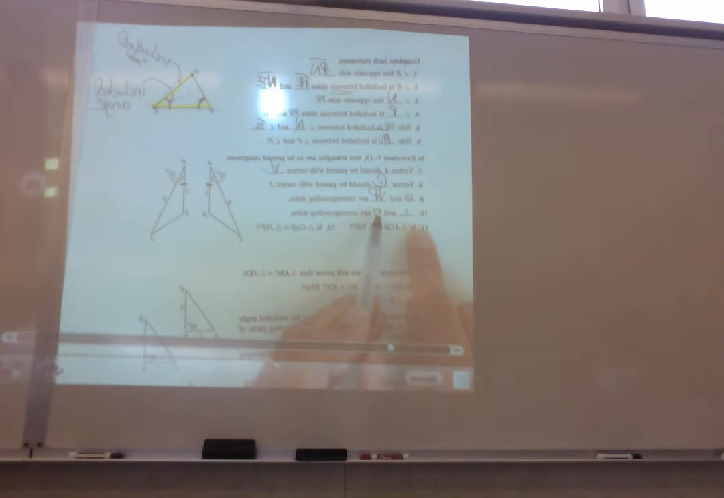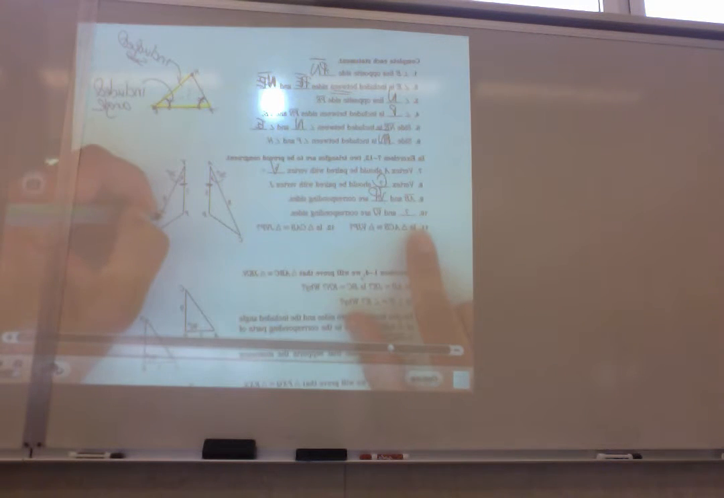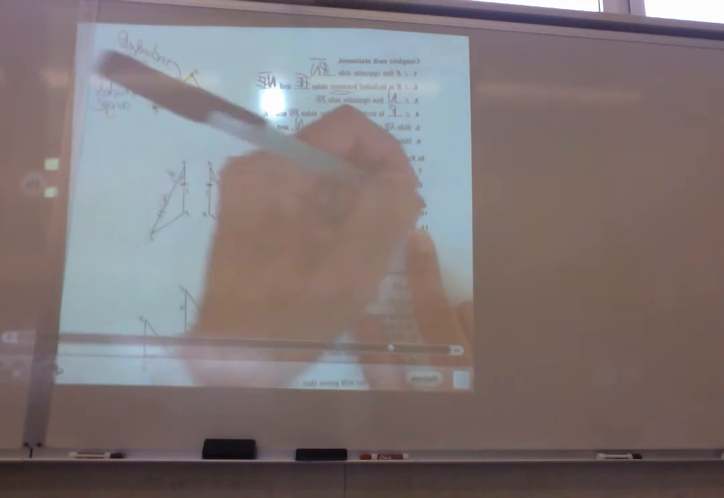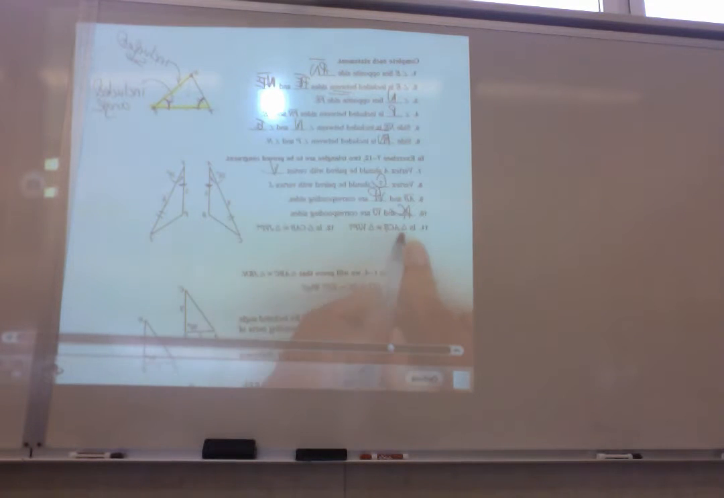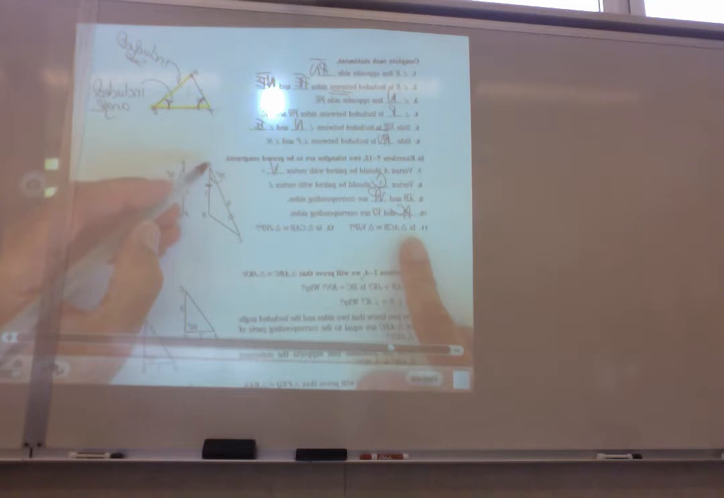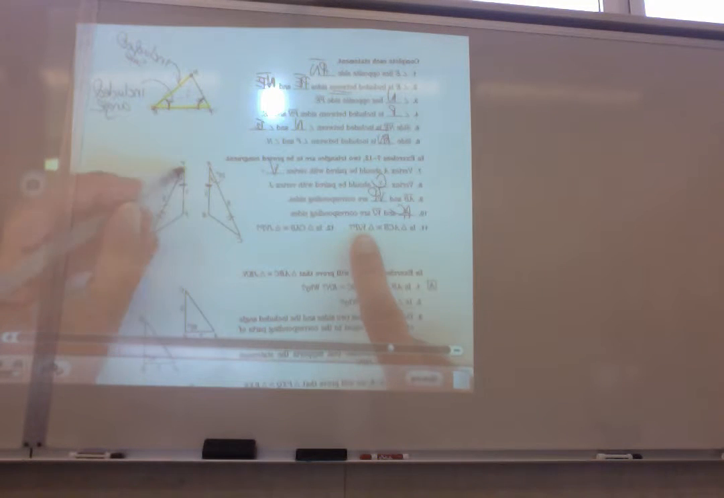Blank and VJ are corresponding. Here's VJ. It has a measure of 8. Oscar, who does VJ match in the other triangle? Triangle ACB. Is that the same or congruent to triangle VJP?